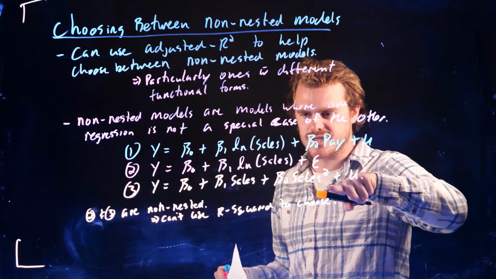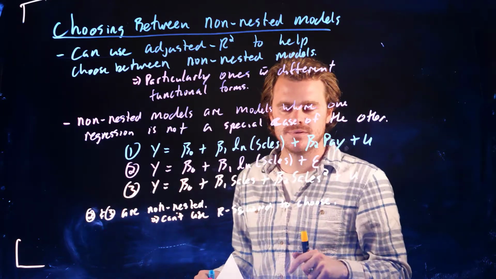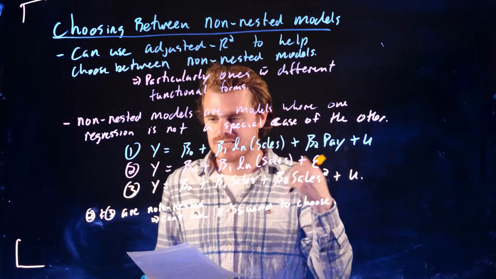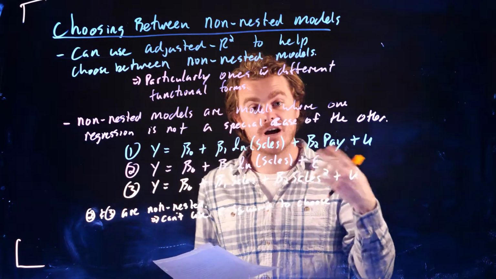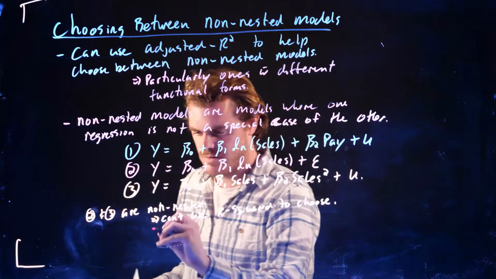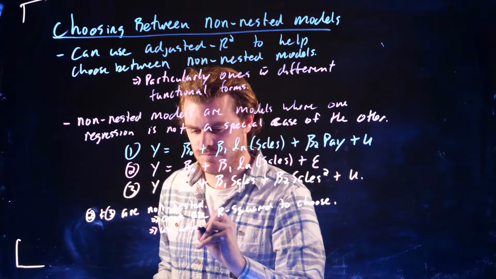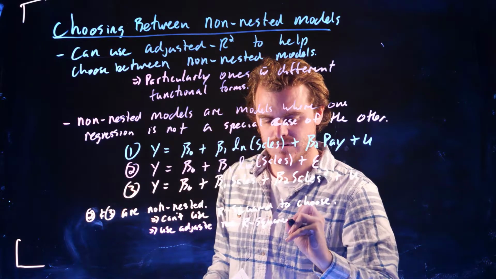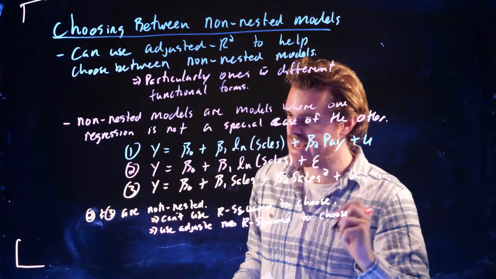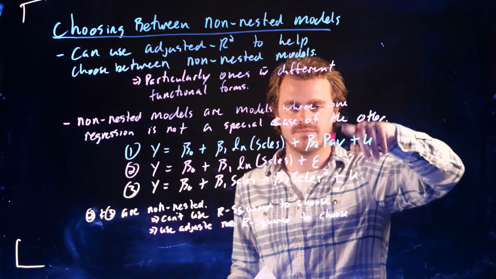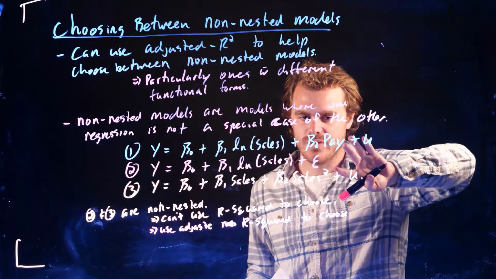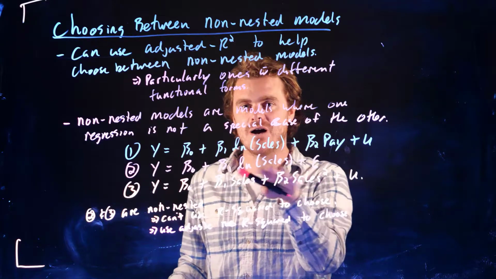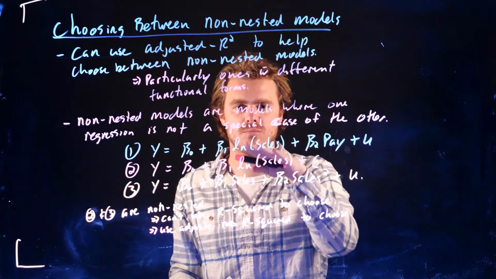This third regression has two independent variables. This one only has one. We learned that as we add more variables, it's naturally going to increase the R-squared. So instead, we're going to use the adjusted R-squared to choose which model we prefer. We just estimate both, let's say in this case 2 and 3, we could do 1 and 3 as well, and figure out the adjusted R-squared. Whichever has a greater adjusted R-squared is the model we should use. And so this helps us to figure out which functional form we should be using in our regression.